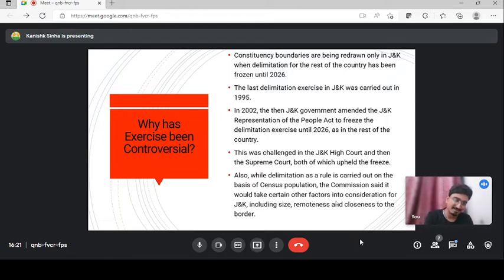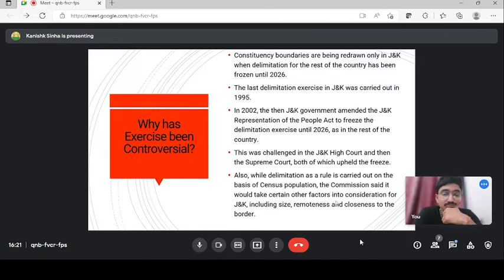Article 370 is being challenged in the Supreme Court, and recently the Delimitation Commission was also challenged. Can anybody tell me what was the Supreme Court response? The prima facie response of the Supreme Court. Anyone? If you're not able to type, you can unmute also. What was the recent response of the Supreme Court when the recent delimitation was challenged? Anyone? I will get back to you.